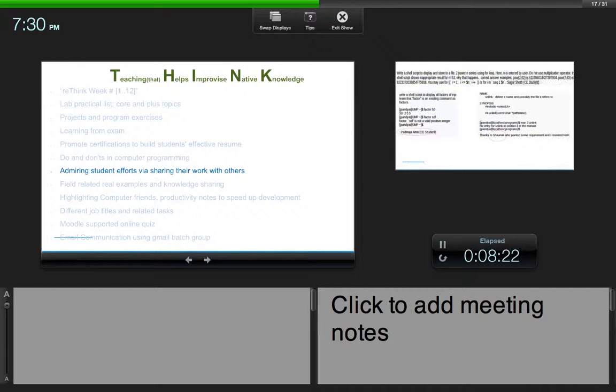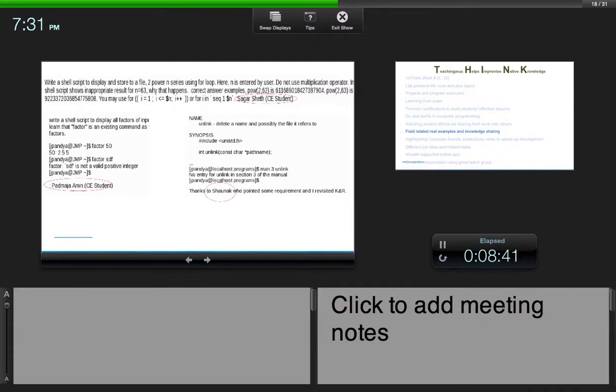Next, students like to admire their efforts. They like to share their knowledge and their work with others. And some students like to group with friends, or maybe they want to go and see another student's work. So we admire students' efforts by putting all their requirements or their findings on the Moodle.